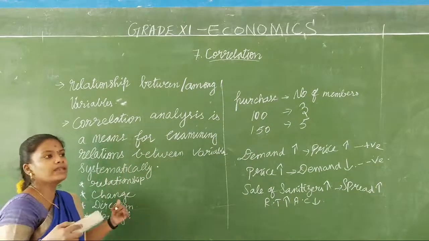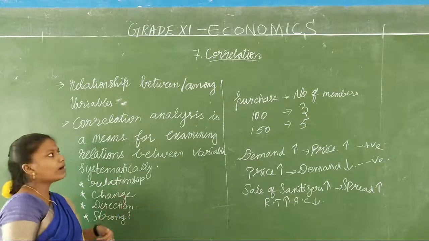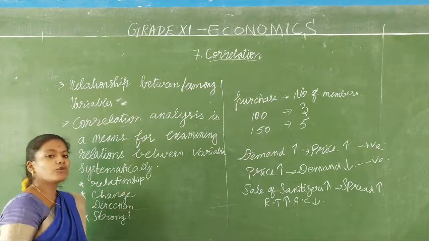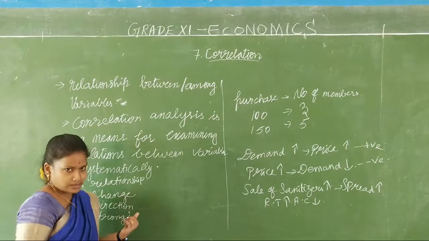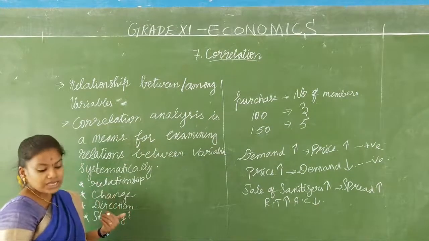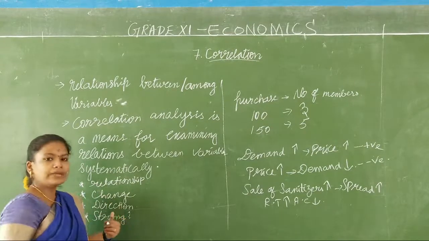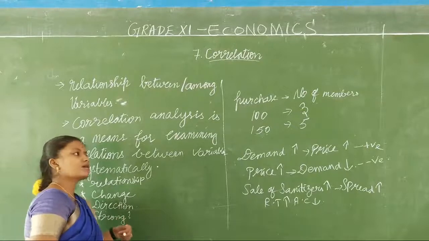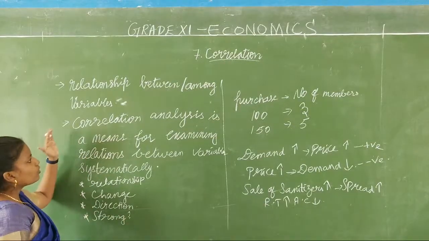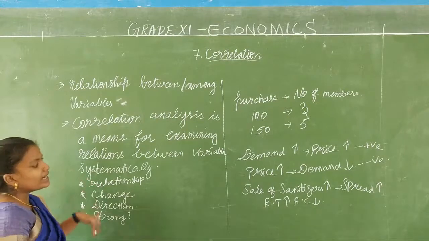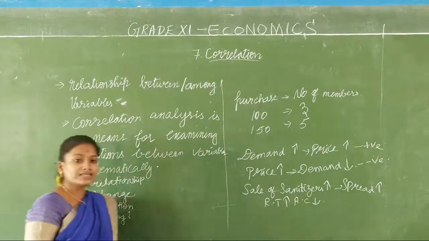Correlation is seeing what relationship one variable has with another variable and how they are connected. The other term for correlation is dependence. There are various techniques for measuring correlation, which we will be discussing in this chapter. So correlation analysis is a means for examining relations between variables. What does it do basically?